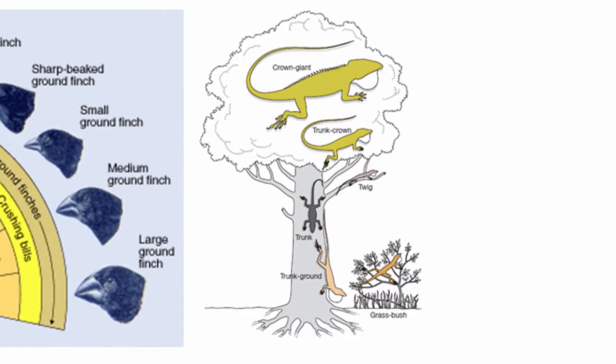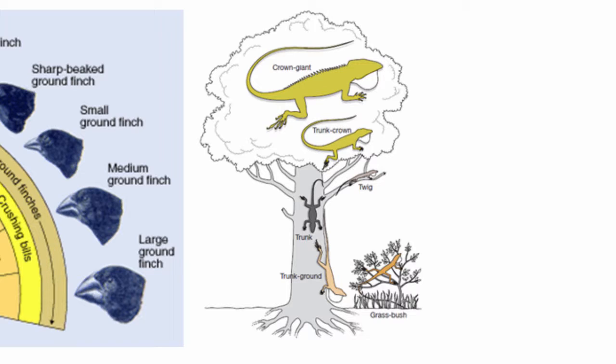Now, just like character displacement can change an animal's morphology in a way that helps it specialize on different resources, animals can change their behavior. This is called resource partitioning. You can see it in the anoles.